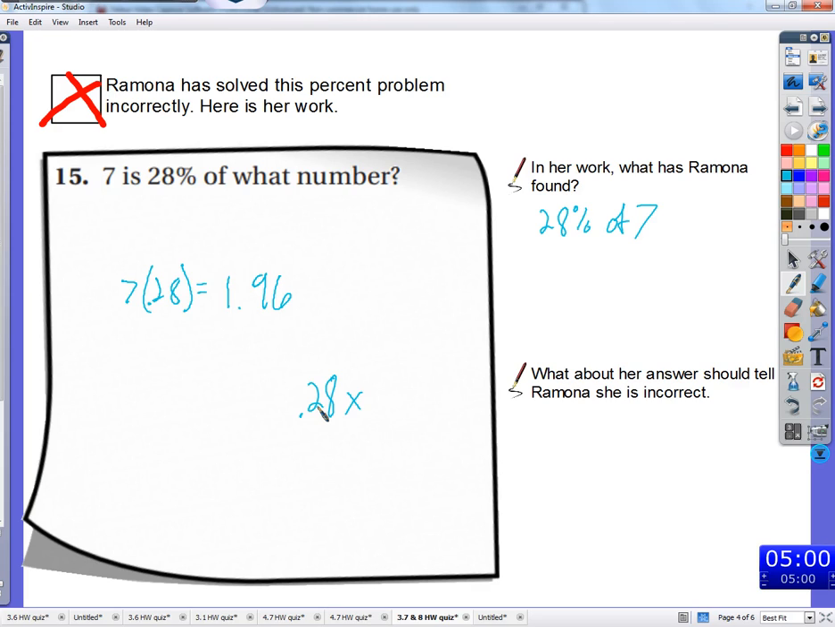So in this case, we're finding 28% of a number, and what do we find as our answer, according to the statement up here, or this question up here? Found 28% of a number, and that came out to be how much?